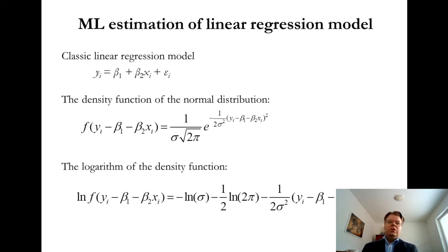So the next step is to take the natural logarithm of this equation, because we will need that for this maximum likelihood problem. If we take the logarithm of this density function f, I don't go through all of the steps in detail, but you can remind yourself what the logarithm rules are. If we have a ratio like 1 divided by sigma, the logarithm is minus logarithm of sigma, and so on and so on. That will give us the logarithm of the density function.